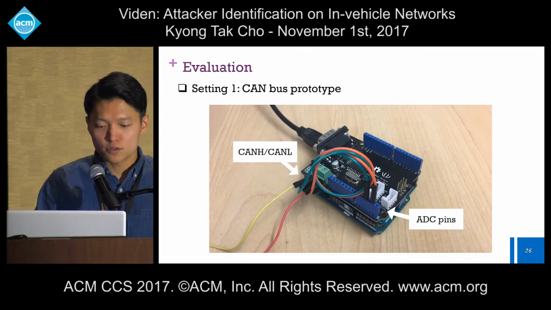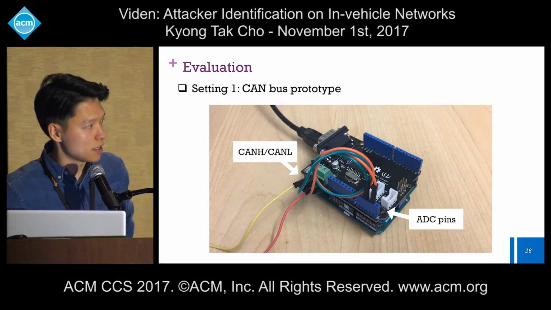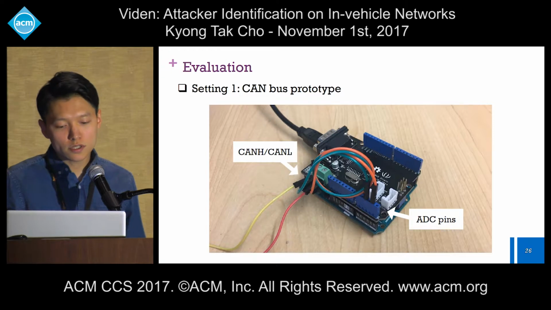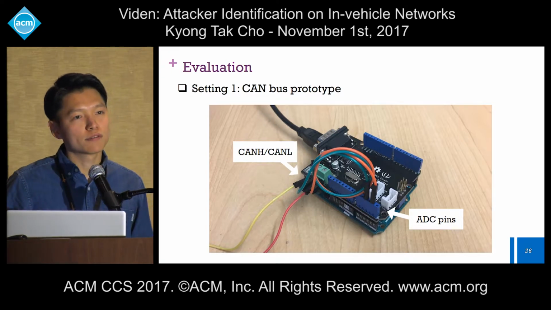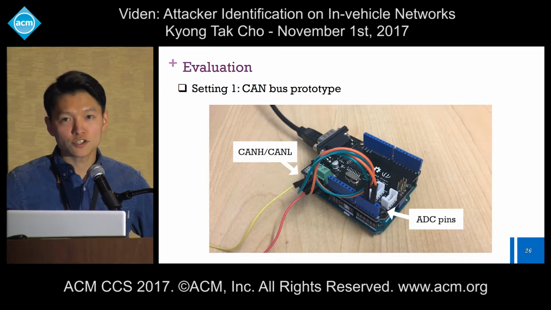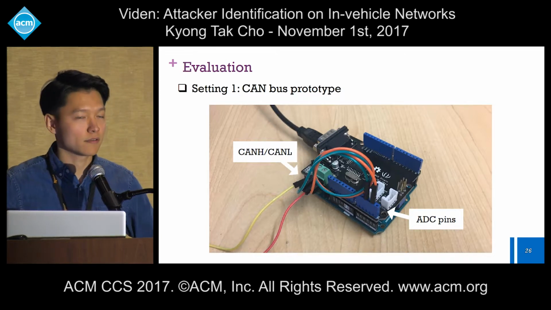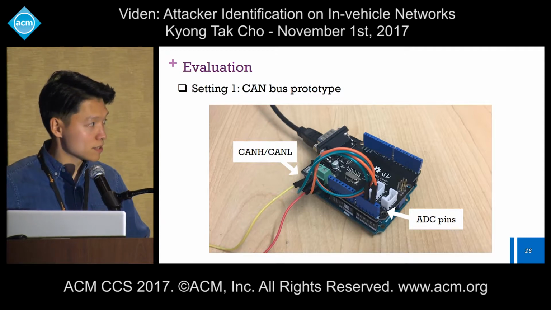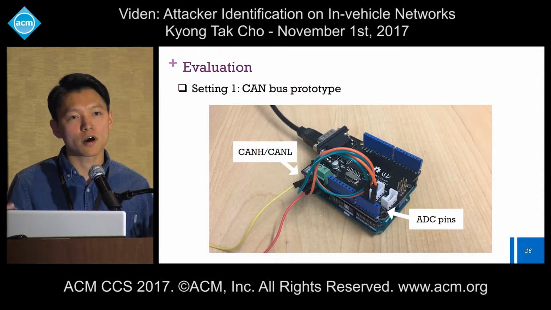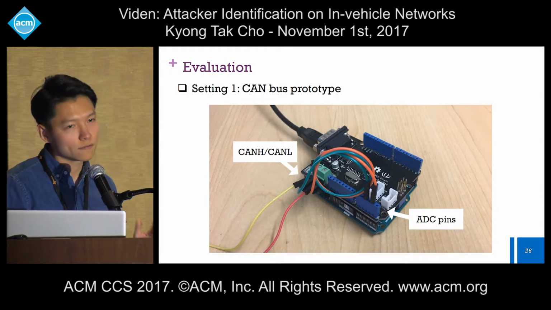So, moving on to how we evaluated all these. As I said in the earlier introduction, we wanted to build this Viden scheme with probably the lowest cost that we could. So we built this Viden scheme on an Arduino board with a CAN shield on top of it, which costs approximately $50. And because a higher voltage sampling rate would mostly relate to a higher cost, for example, the cost of an oscilloscope, we wanted to avoid that.